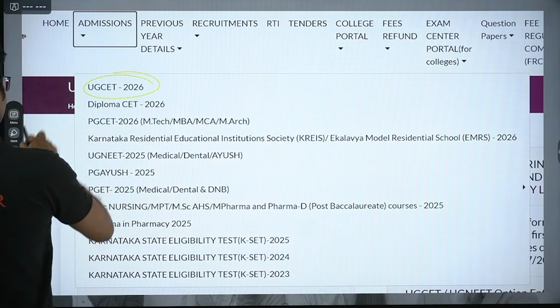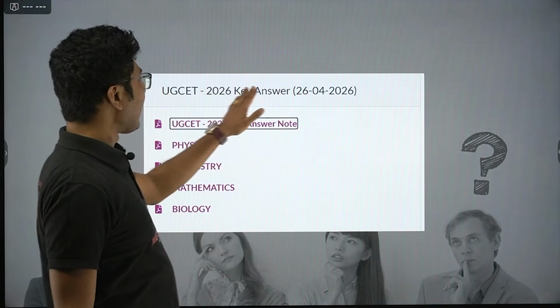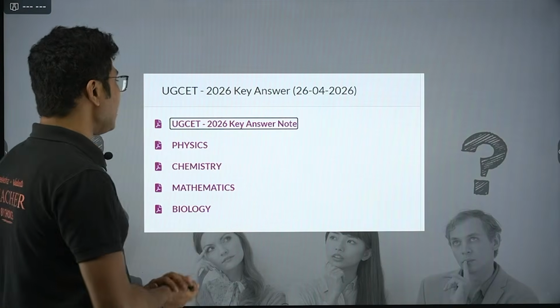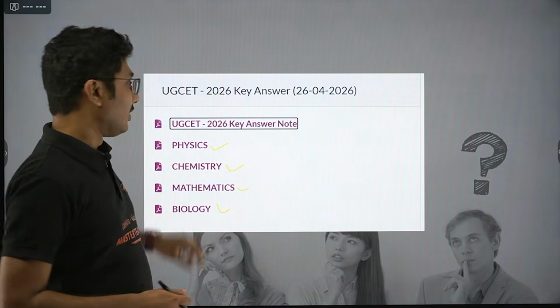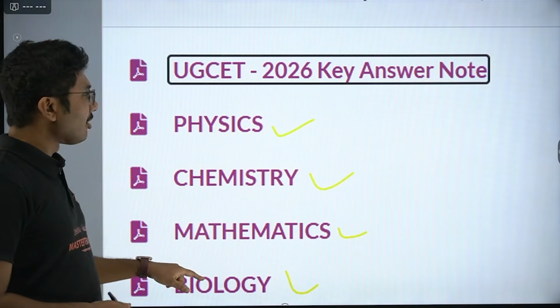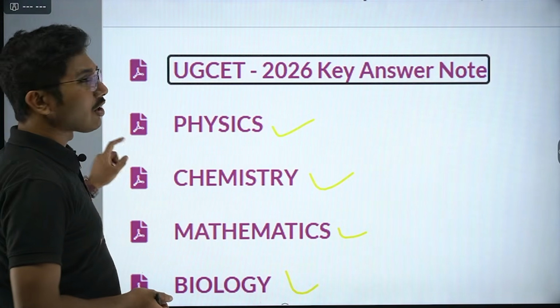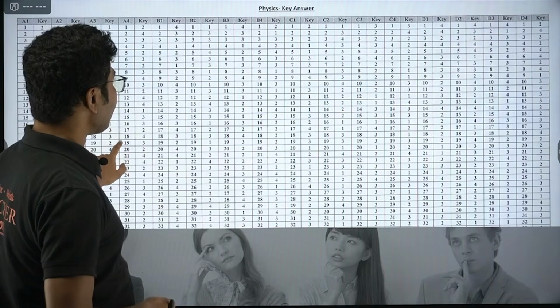So once you click here, you will arrive at this page, and here you will have 2026 answer keys for physics, for chemistry, for maths, for biology, for all 4 subjects. We have to click on one of these links to download the corresponding answer key. Once you download the answer key, it will come like this.